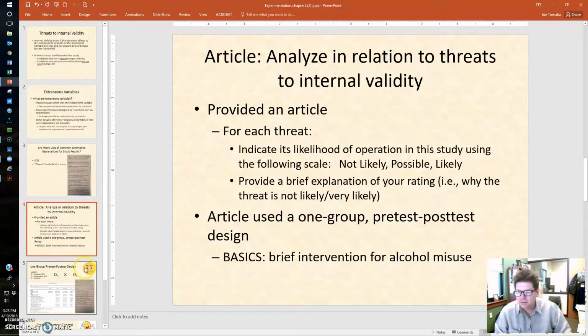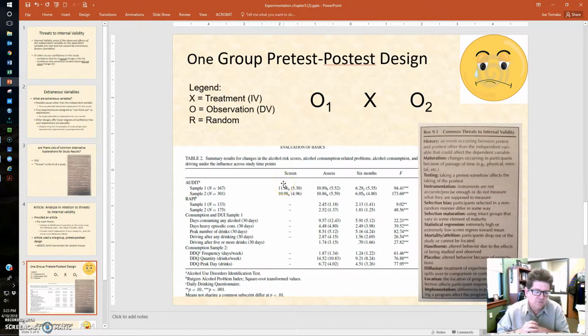There's a lot of information on this slide, but this is the standard representation of the one-group pretest-posttest design. This is some of the nomenclature that's used to show that kind of design. In the legend, we have an observation at time 1 and an observation at time 2, and all of the participants, because there's no second group here, received X, which is the BASICS intervention. And this table down here is from the article and shows you the time points.